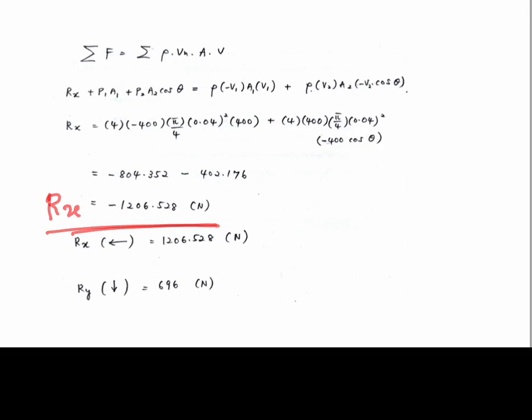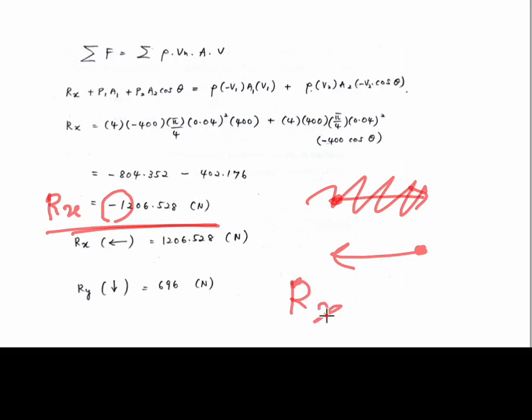So that means previously we assumed that Rx is moving to the right, but we get a negative answer here. To change the negative sign into positive, you need to reverse the direction. So now Rx actually acts from right to left, and the magnitude of the force is 1206.528 Newton. Okay, you can calculate the same thing for Ry, and you will get 696 Newton.